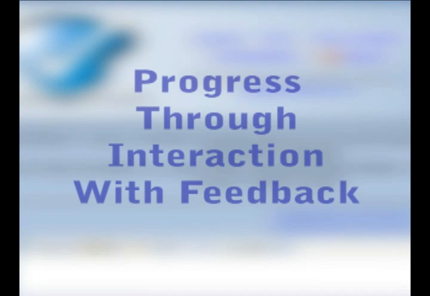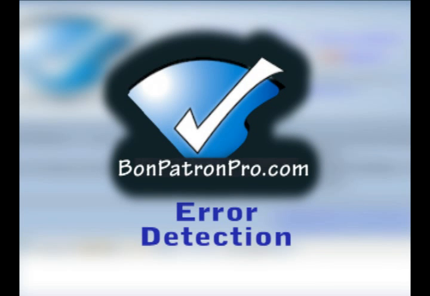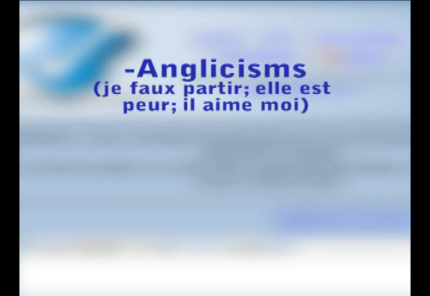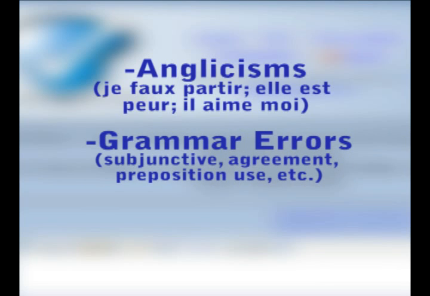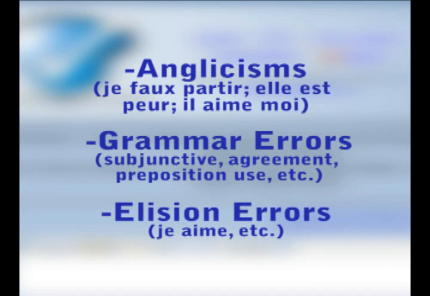It's through a series of interactions like this one that students make greatest progress and that BonPatronPro will be most successful at identifying errors. While no grammar checker will identify 100% of errors, BonPatronPro catches the vast majority and is particularly adept at finding second language problems. For example, anglicisms like "je faut partir," "elle est peur," grammar errors concerning the subjunctive, subject-verb agreement, adjective-noun agreement, and preposition choice, elision errors, problems with capitalization and punctuation, and literally thousands more.